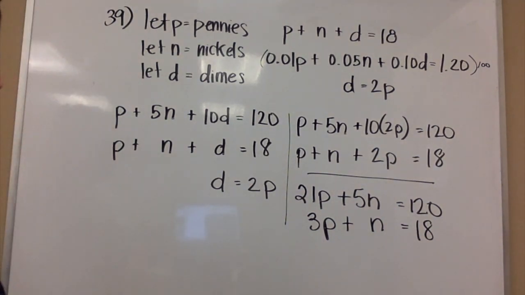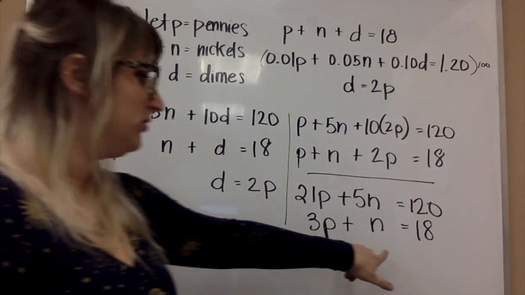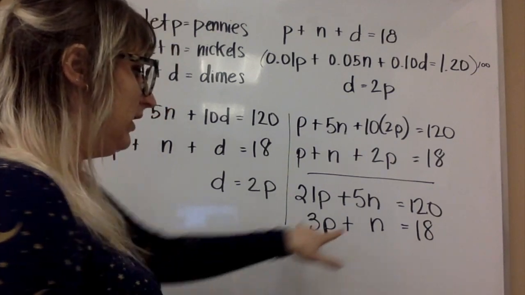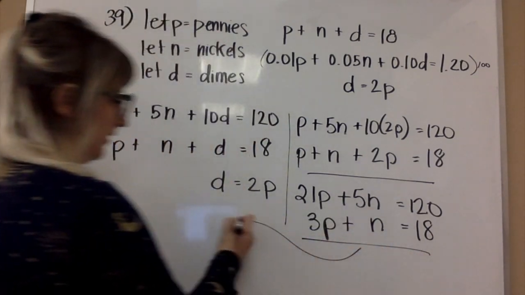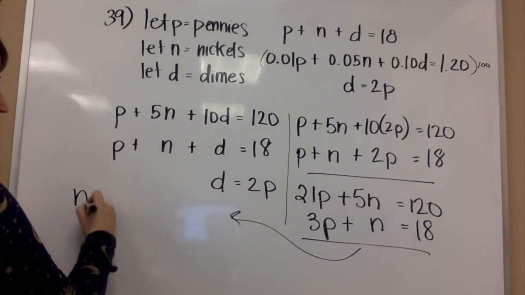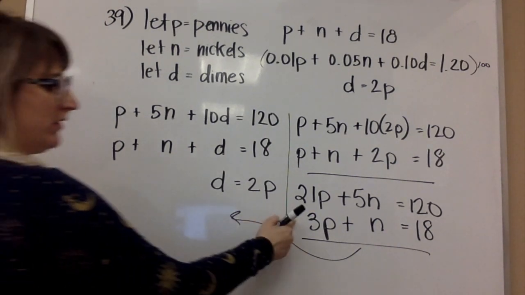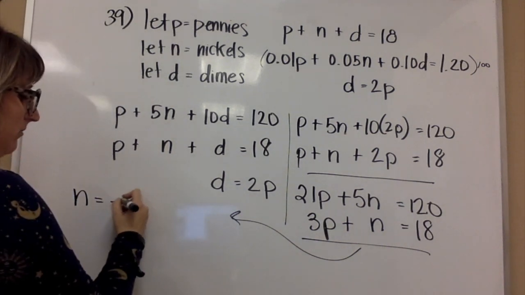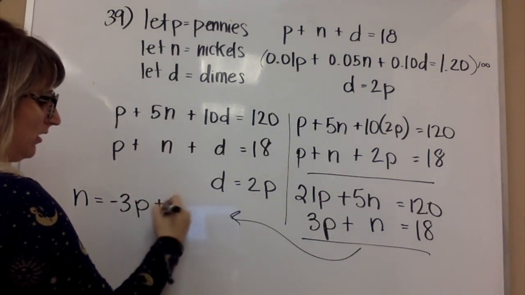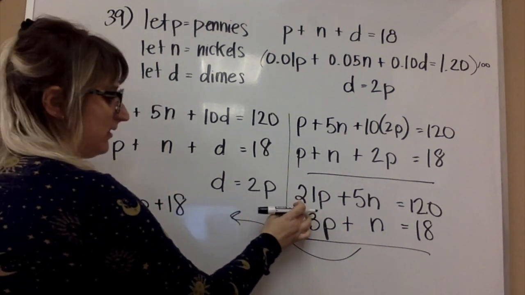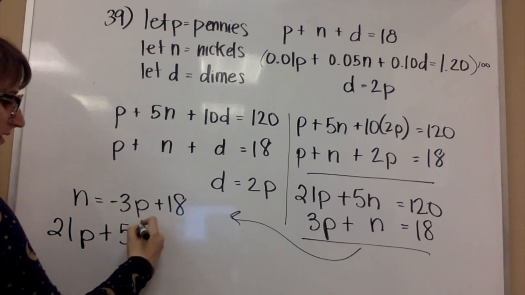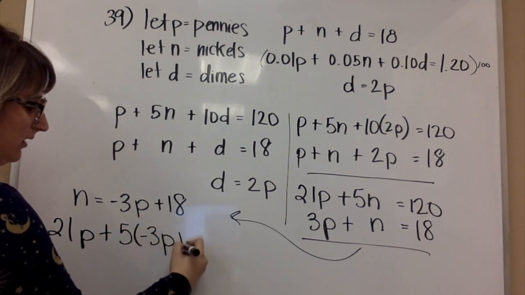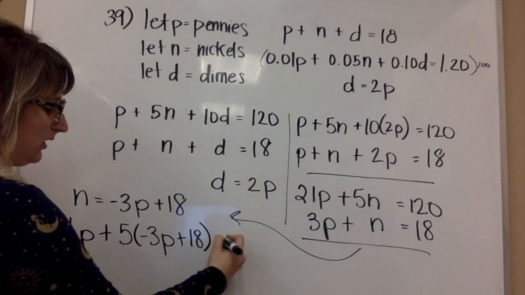I could do substitution. I could substitute this one in here by solving for n. So I'm going to go over here and do that. So I know that n equals, by moving the 3p to the other side, negative 3p plus 18. And I'm going to plug this into the one above it. So 21p plus 5 times negative 3p plus 18 equals 120.